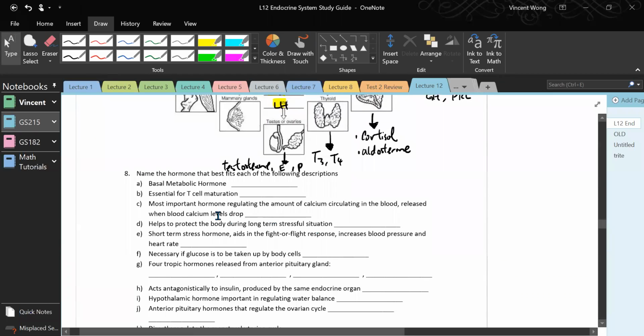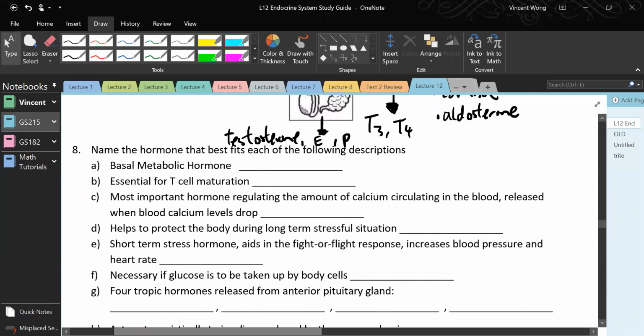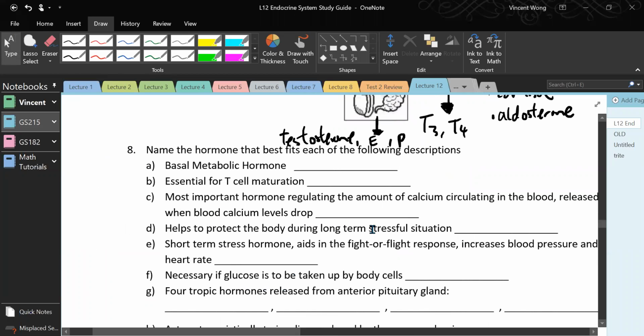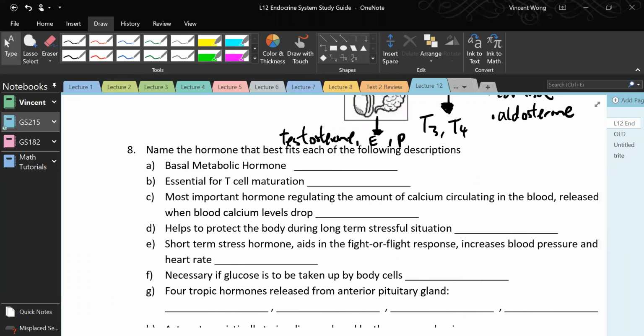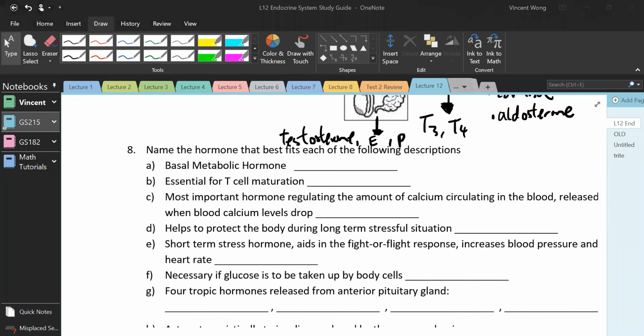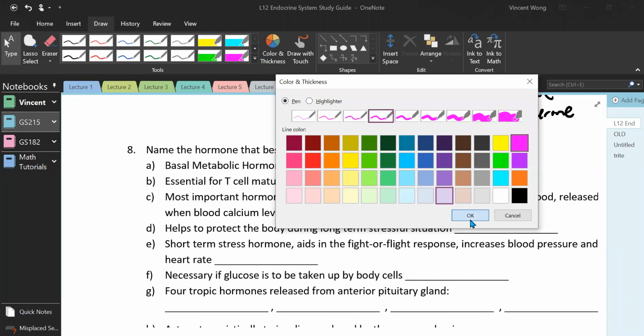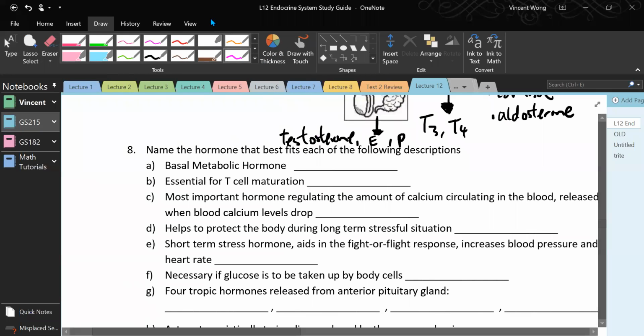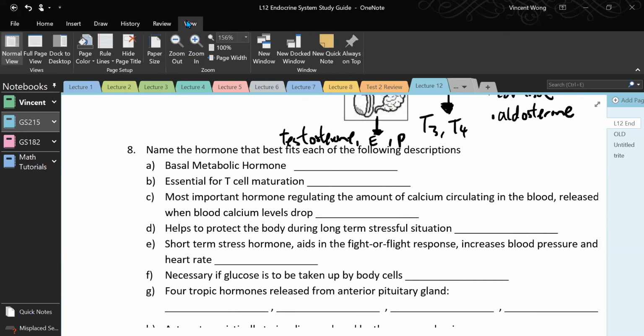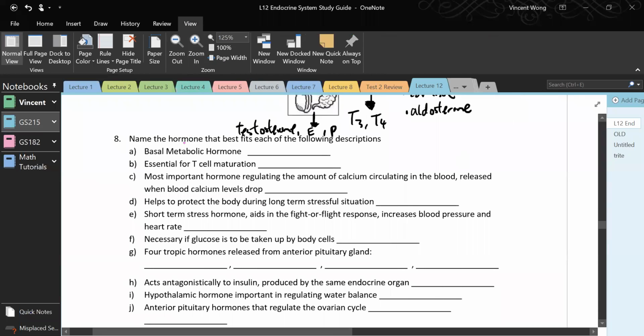Name the hormone that best fits each of the following descriptions. All right, so this is a good thing to create cue cards for, right? If you try to memorize this, like when you go to a nursing program, you're going to learn all these again, right? So might as well take the time to memorize them if you could. Chances are you're going to return to in-person learning in September, right? So no more online testing.